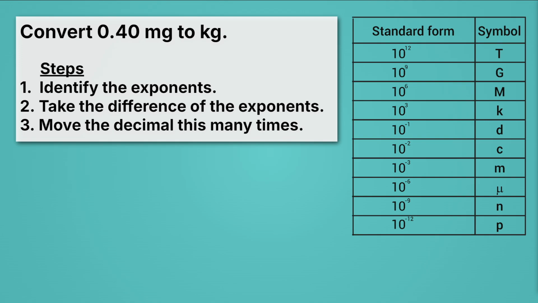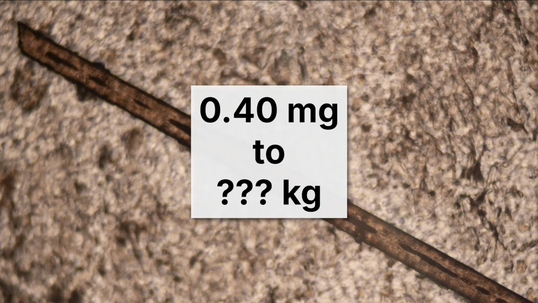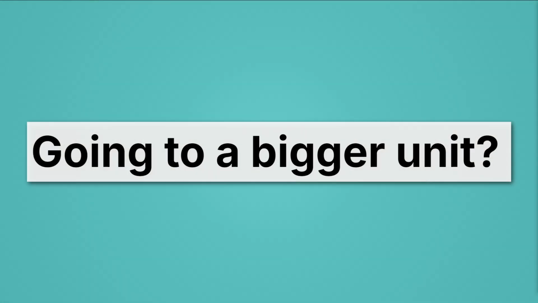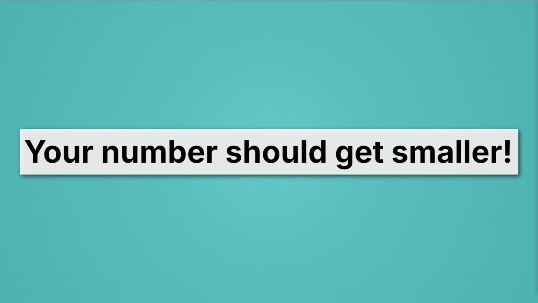We'll follow the same steps. But before we do that, let's think about what our answer should be. This is again reviewing our trick for guessing what the answer should be. We're going from 0.40 milligrams to kilograms. Notice our unit is getting bigger. And if we're going to a bigger unit, then your number should get smaller. Hopefully that makes sense. We're measuring the same mass with a much bigger unit, and so it'll be a smaller number.